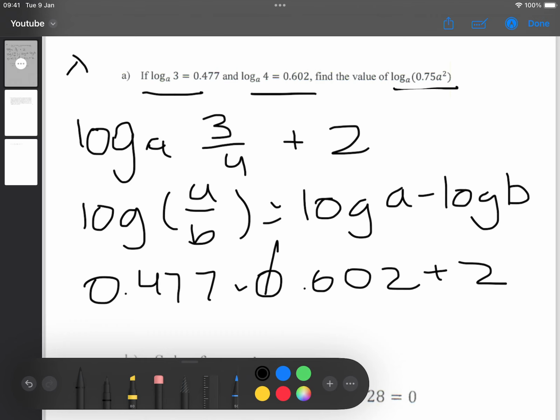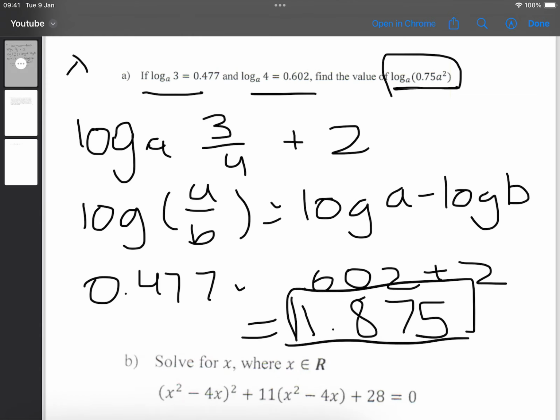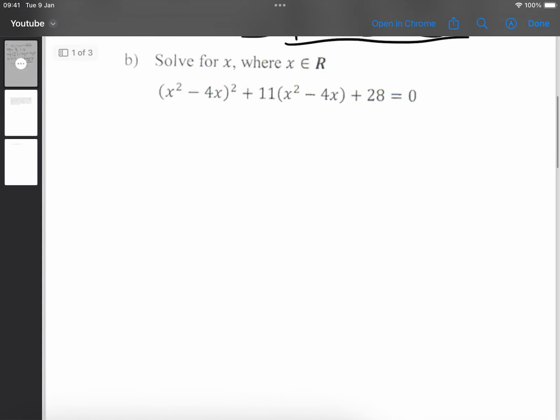So we can see that we have just used this log in a different, unknown base, so we can still find the value of log a of 0.75a squared without even needing to find out what base we're working in. So with that, let's move to the next question, where we have to solve for x.